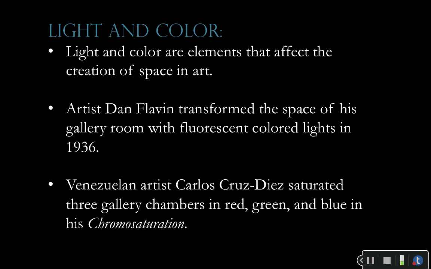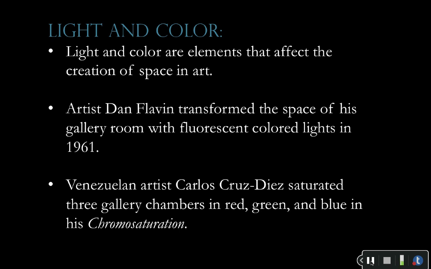To begin with, light and color are elements that affect the creation of space in art. And I'd really like to start talking about light and color, as does your textbook, by thinking about the artist Dan Flavin. He transformed the spaces of his galleries and rooms with fluorescent colored lights, and he started doing this kind of work early on in his career, around 1961, in the middle of the 20th century.